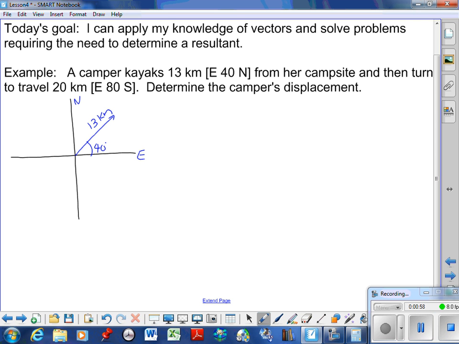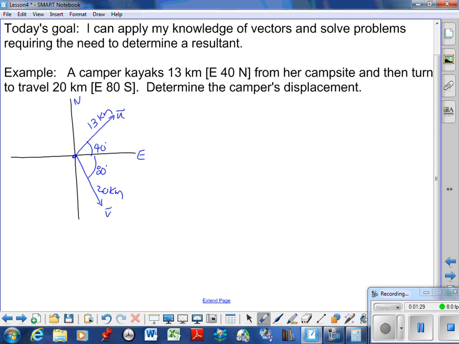Now, because we don't have to do head to tail addition with algebra, I draw all my vectors from the origin. Okay? So the next one is east, 80 degrees south, so it's going to be down here. I know that it's not exactly what she's doing, but because we're doing the algebraic method, we can just draw all our vectors with the tails at the origin. You can name them however you want. I'm just going to call them U and V to make life easier.